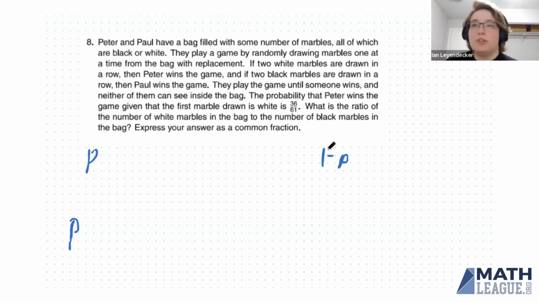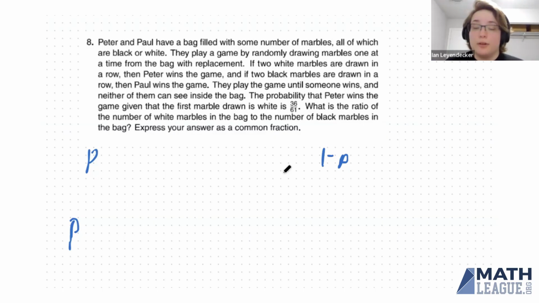And then there's a 1 minus P chance that the second marble is black, in which case the next marble will have a P chance of being white and a 1 minus P chance of being black, because we're replacing the marbles after each pull. So every pull is either a white marble with probability P or a black marble with probability 1 minus P.